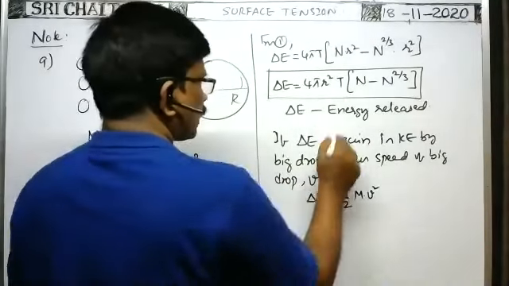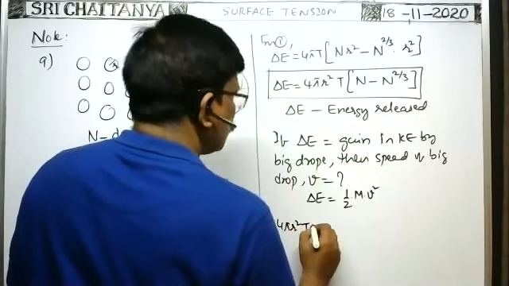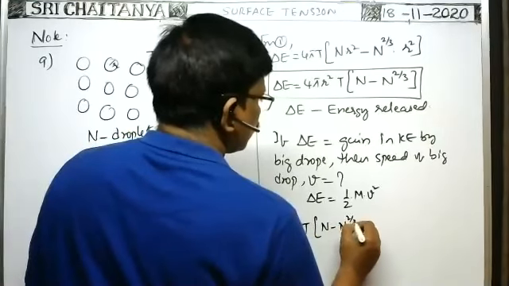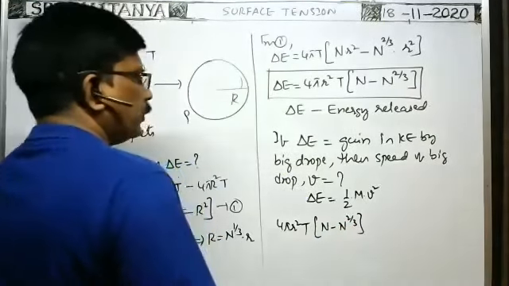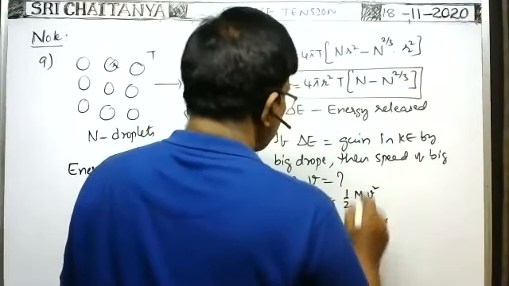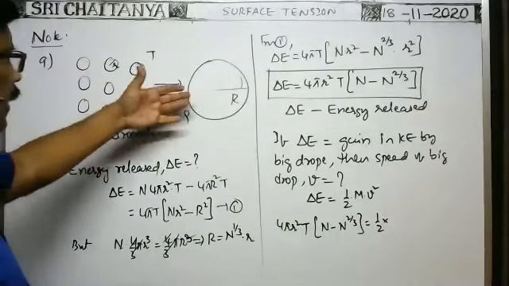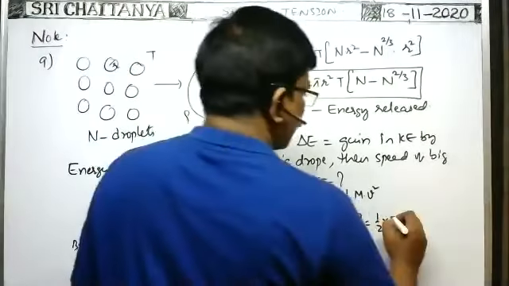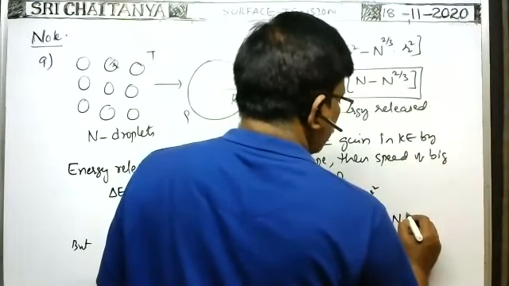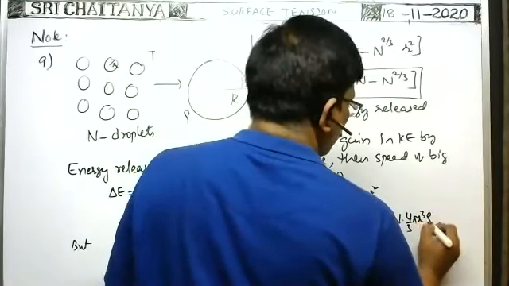Okay, then loss of energy means this one: 4 pi small r square T into n minus n to the power of 2 by 3. It is the loss of energy, which is equal to half into mass of the big drop, means mass of the n droplets. That is n into mass of each drop, means volume into density. Volume of each droplet means 4/3 pi small r cube into density rho.